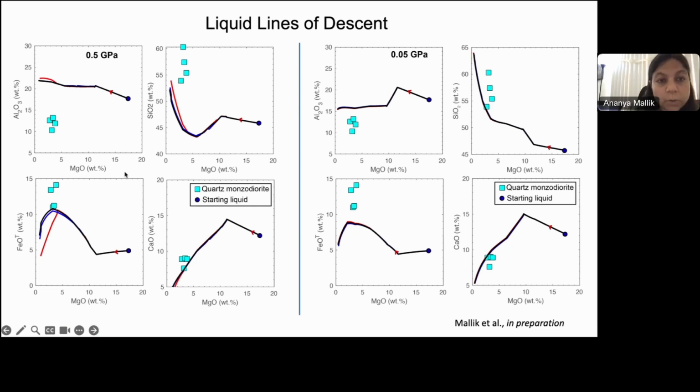And so what we see overall is that, again, if we look at the liquid line of descent and try to see what best reproduces or matches the QMD data here, perhaps the lower pressure gives a much better fit than the higher pressure end in this case.